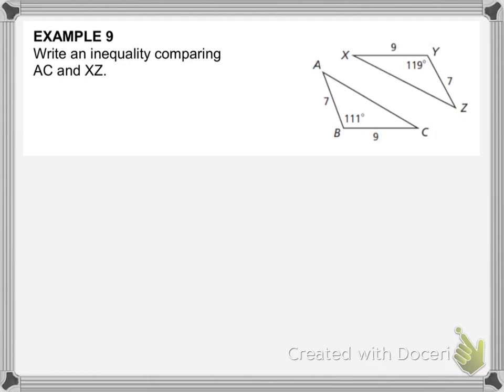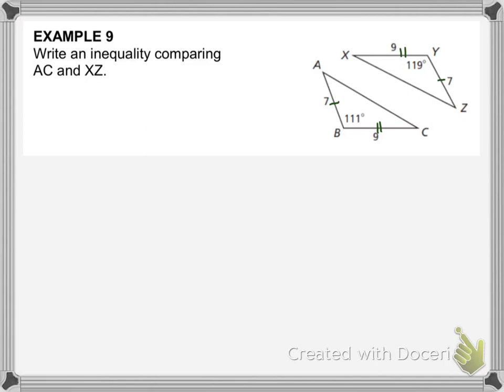AC and XZ. So let's look at what we have from the triangles. They both have a length of 7, and they both have a length of 9. Fantastic. So we've got the setup. Now we're going to look at the other sides that are not equal, and the angles across from them.